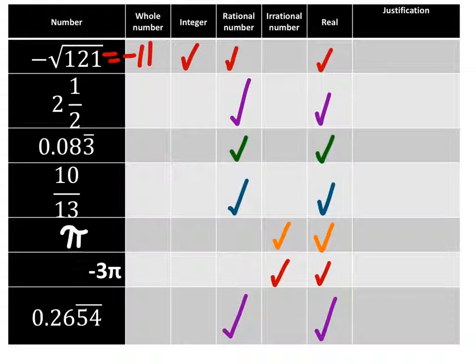On this last one, though, 0.2654, this one shows that the decimal is repeating. And we saw from the definition of rational numbers that it can be a repeating decimal. So if you see this bar notation, it's automatically rational. And the reason for that is because I can change any rational or repeating decimal into a fraction.